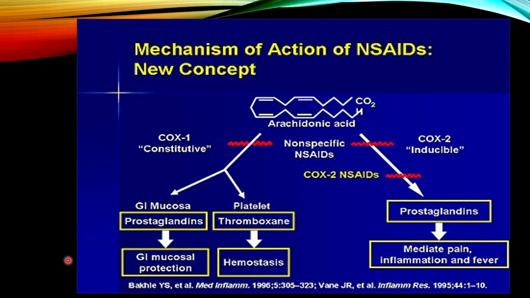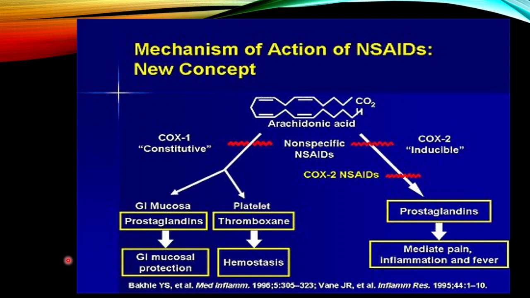Cyclooxygenase 1 is known as constitutive, always present, and cyclooxygenase 2 is known as inducible. Its expression varies markedly depending on the stimulus. Non-steroidal anti-inflammatory drugs differ in their actions, with some having more effects on COX-1 and others more on COX-2.